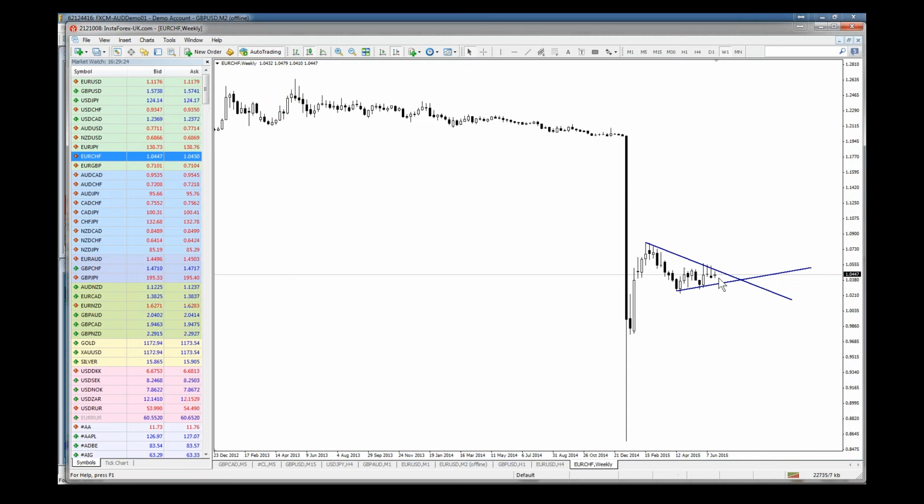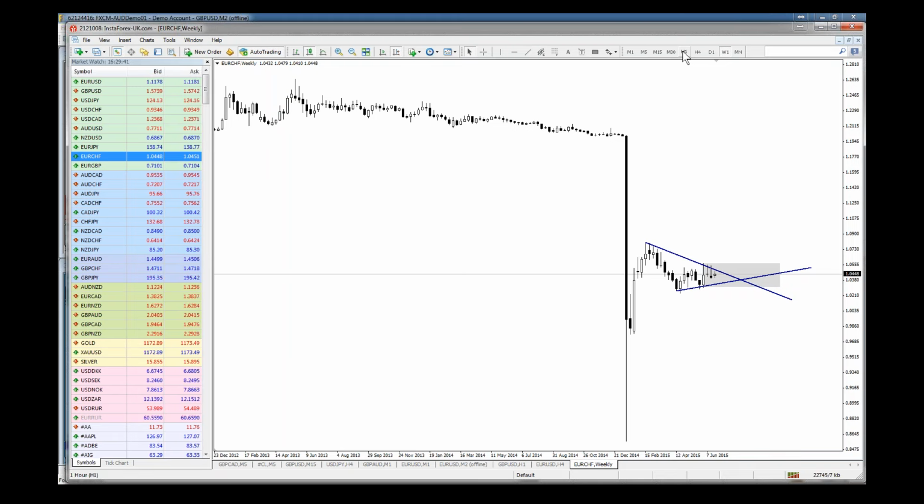But we got a nice wedge here. And remember what I said, as you get closer to the apex of the wedge, you don't get big candles anymore. And we've got a price trap. You follow me? So I'll mark that price trap.